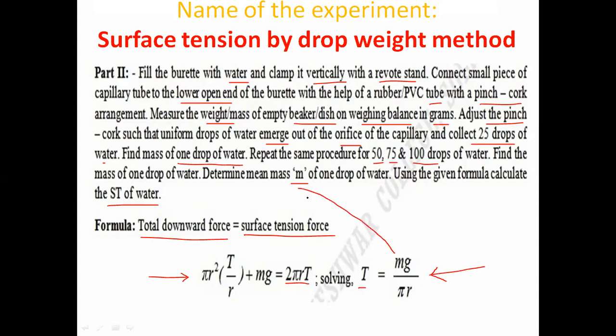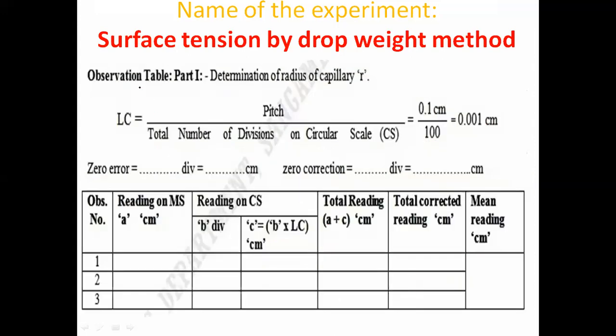With the help of the balance, we can find out the mean mass. Then acceleration due to gravity at that particular point, you know very well, is a constant value which can be taken as 9.8. Then pi is 3.14, and r is the radius of the capillary tube, which can be obtained from diameter measurement. For the determination of the radius of the capillary, that is small r, from part 1, as you know very well, we need the least count of that particular vernier caliper.